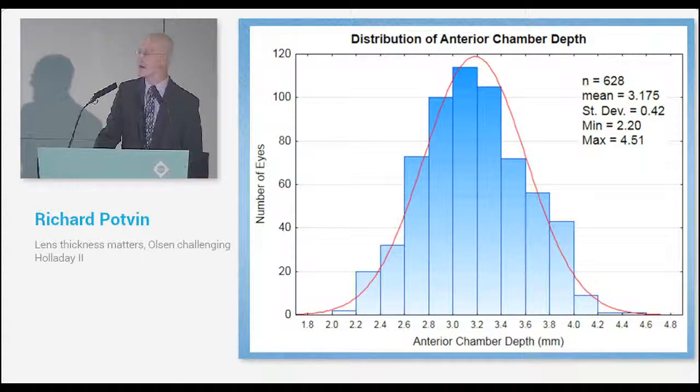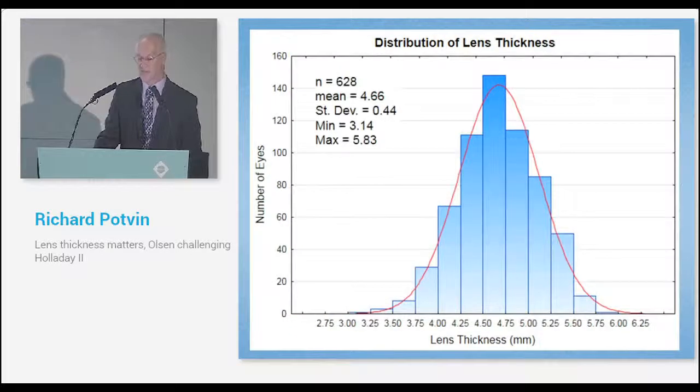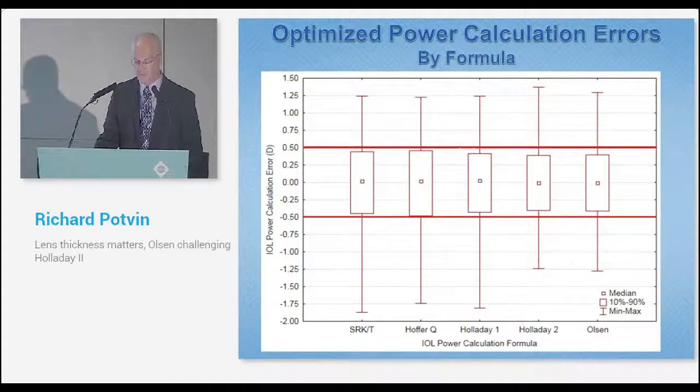It is correlated to axial length and Ks, but having the individual patient numbers means I don't have to count on a population average. The same thing is true with lens thickness. I have 628 lens thickness measurements. The mean is just over 4.6 millimeters, but the standard deviation is almost 0.5. So again, the maximum value is nearly twice the minimum value. So I'm getting measurable differences, if you like, in lens thickness.